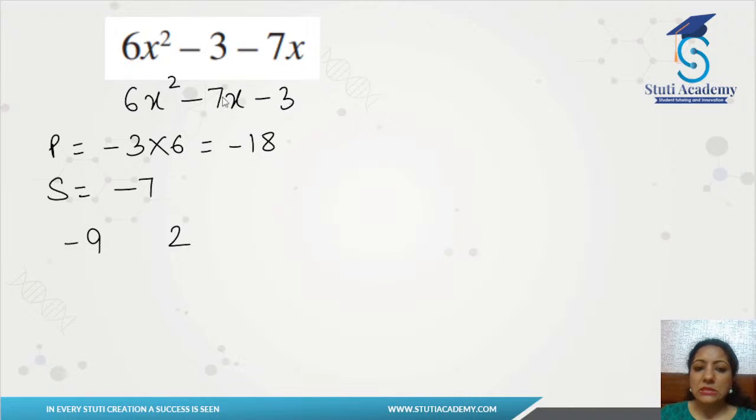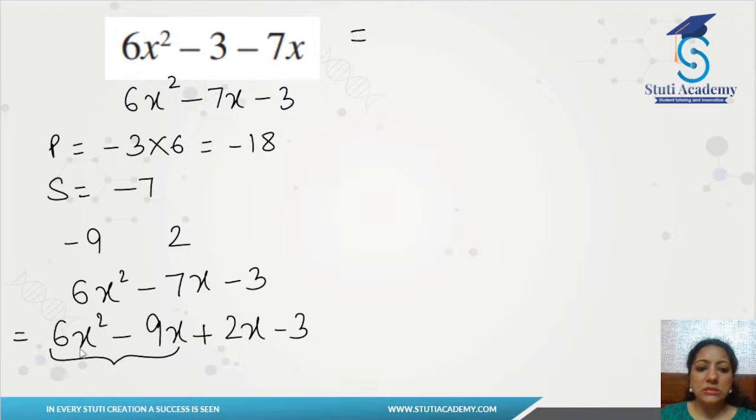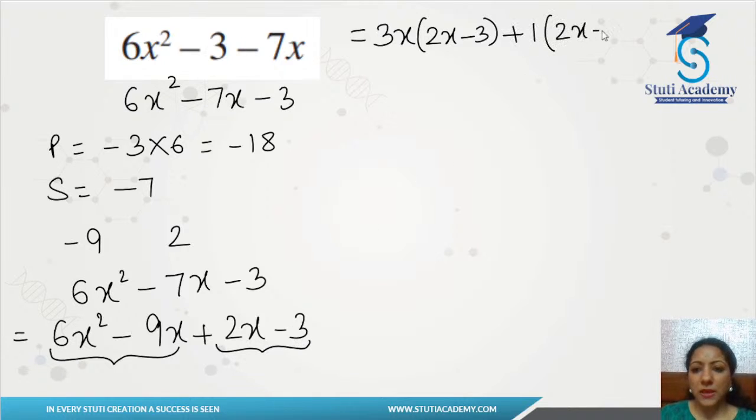So we are going to split this minus 7x. So we have 6x square minus 7x minus 3. We are going to write this as 6x square minus 9x plus 2x minus 3. So I've written this minus 7x as minus 9x plus 2x. Now we are going to take common from here. We can see here 3x is common and then we'll be left with 2x minus 3. Here also we'll take common. Nothing is common, so we will actually take 1 common. So we have 2x minus 3.